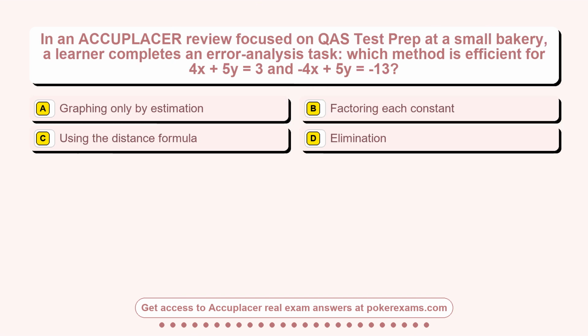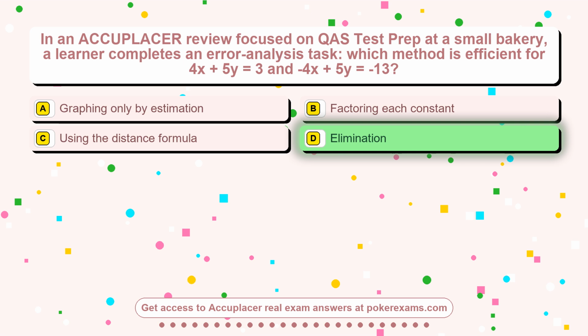Question 2. In an Accuplacer review focused on Quest Test Prep at a small bakery, a learner completes an error-analysis task. Which method is efficient for 4x plus 5y equals 3 and -4x plus 5y equals -13? Option A, graphing only by estimation. Option B, factoring each constant. Option C, using the distance formula. Option D, elimination. The correct answer is option D, elimination.